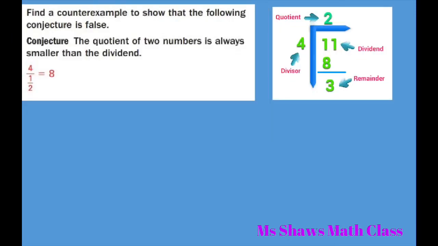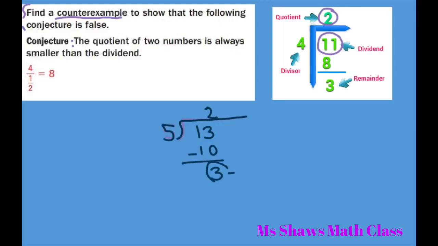And finally, we have this one. It says, find a counterexample to show that the following conjecture is false. The conjecture is the quotient of two numbers is always smaller than the dividend. So this is the quotient, and it's always smaller than the dividend. So we could do another one. Let's do 5. 5 goes into 13 2 times. So that would be 10. And you subtract and you get 3. And this is the remainder. So this number is smaller than 5.